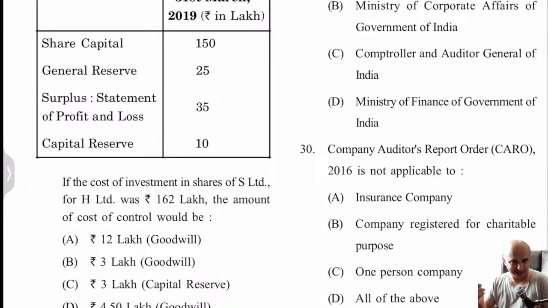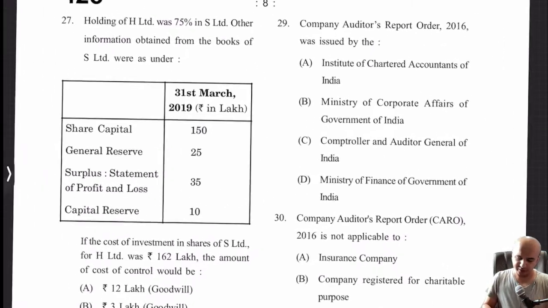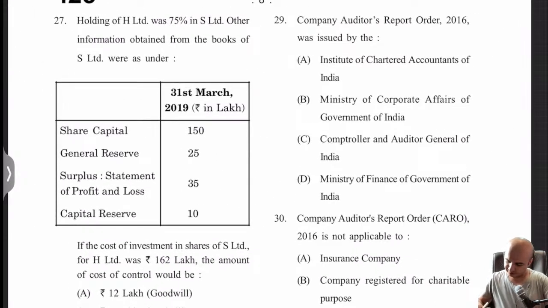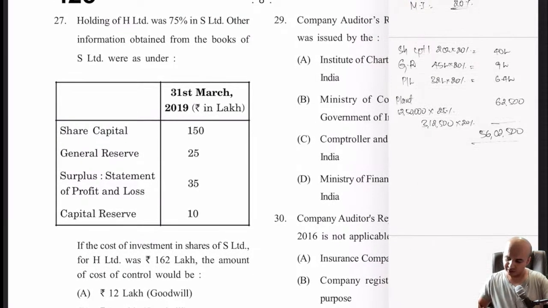Okay, this again is based on consolidation. If you recall, the previous problem was also based on consolidation, wherein we were supposed to calculate the minority interest. Here it is a different step. Okay, let's try to solve this. Let me bring up something over this so that it's easy for us.